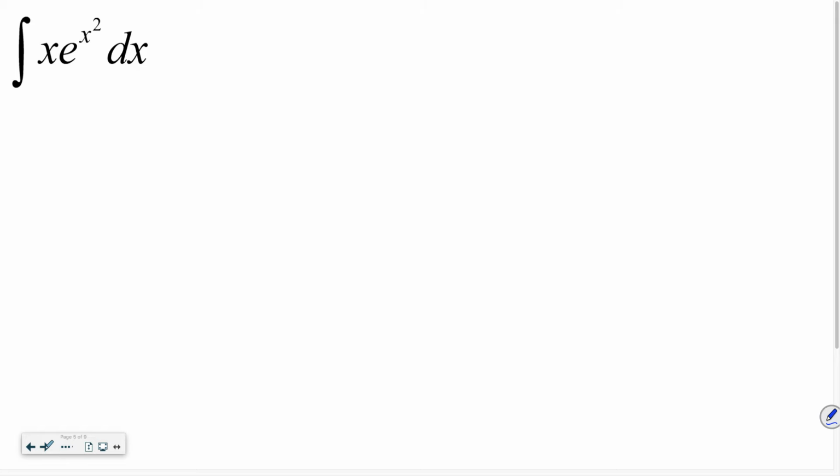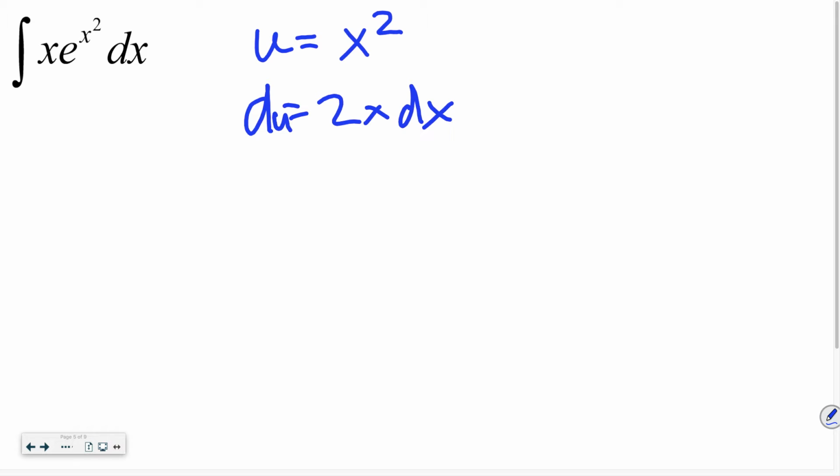Annalie, what's our first step? Okay, u equals x squared. Second step. Hannah. du is 2x dx. So when we go to rewrite our integral, Emily, how do we do that? Do 1/2 du equals x dx.